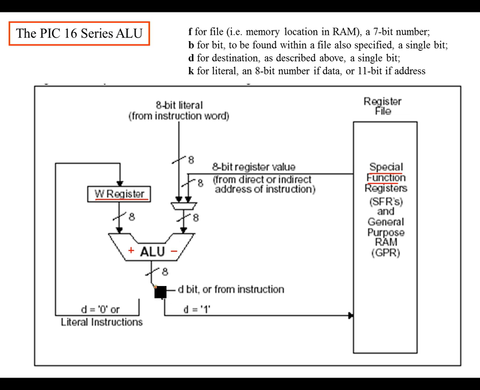It's interesting to note that the switch here depends upon what we call the D bit. If D is a 1, then the result of the ALU operation is going to be stored in a special function register. If D is a 0, then the switch moves over to this position, and the result is going to be stored in the W register. And we'll talk a little bit about how you tell the microprocessor where you want to store the result. It's going to be based on this D bit.